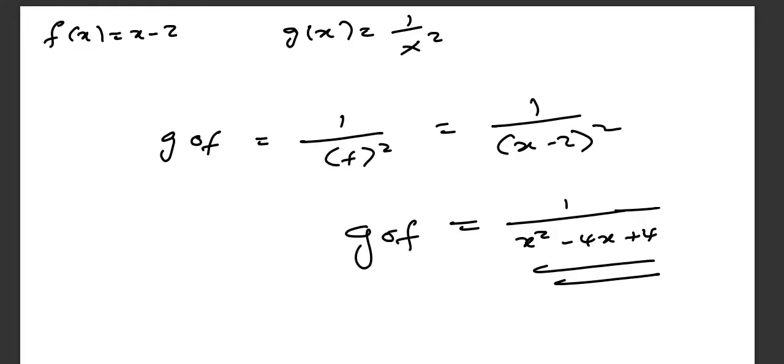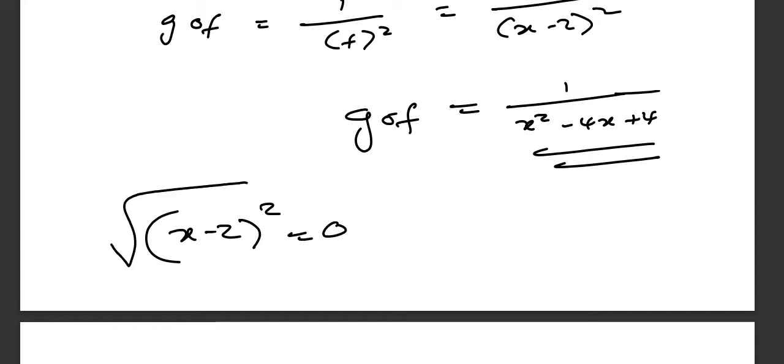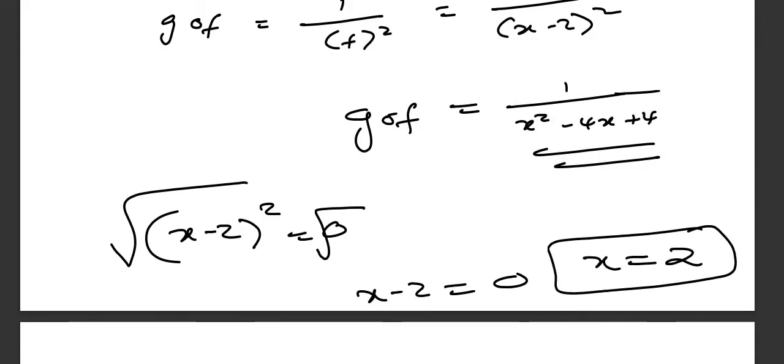Then what's the domain here? The domain is all numbers except numbers that can make the down part 0, and we can take it from before we expanded it. What can make this 0? When you square root both sides, x minus 2 is equal to 0, meaning x is equal to 2. Only x equal to 2 can make this 0, meaning the domain is all real numbers, but x should not be equal to 2. Is this okay, guys? Am I too fast? Any questions here?